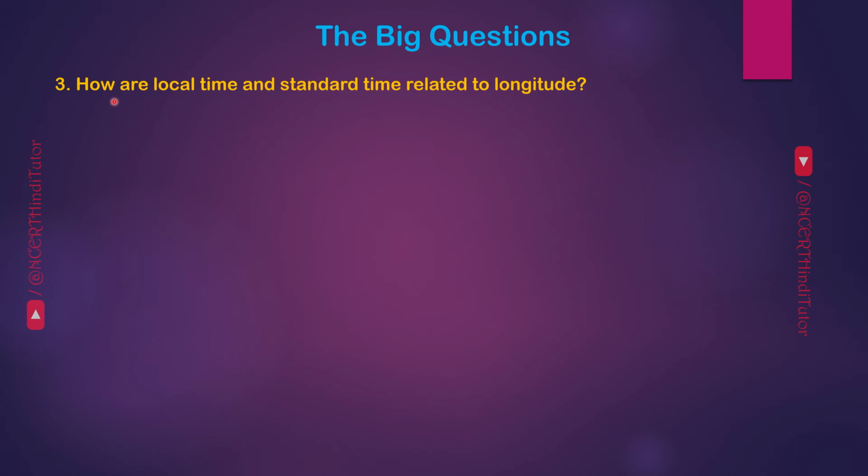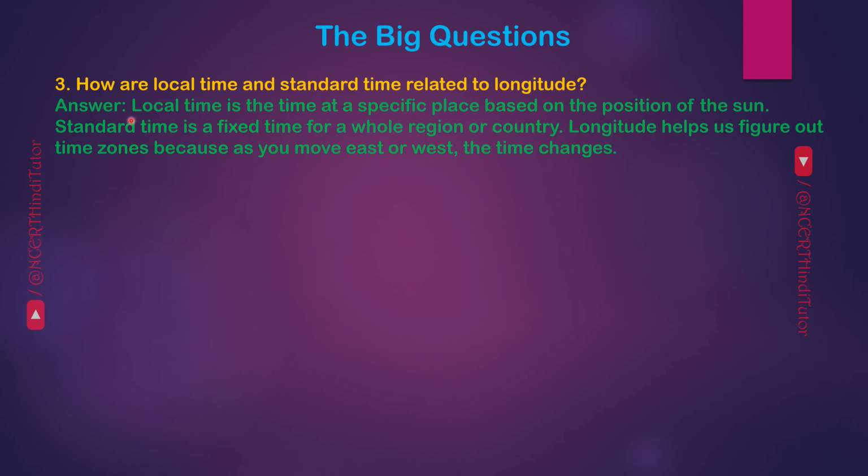Question 3: How are local time and standard time related to longitude? Answer: Local time is the time at a specific place based on the position of the sun. Standard time is a fixed time for a whole region or country. Longitude helps us figure out time zones because as you move east or west, the time changes.